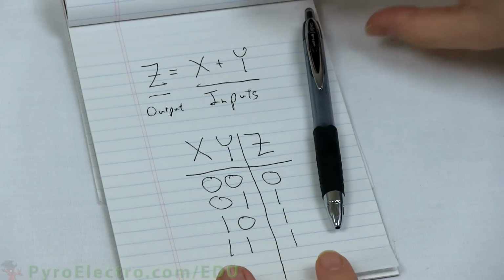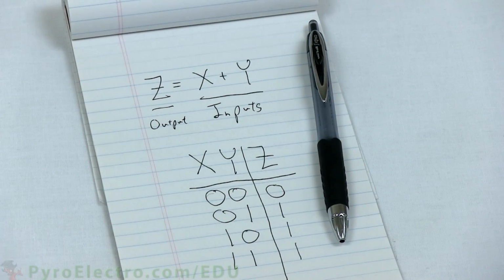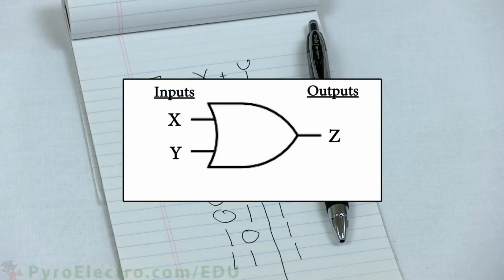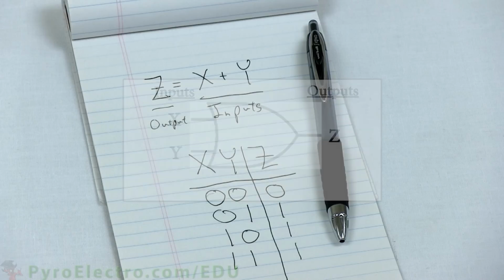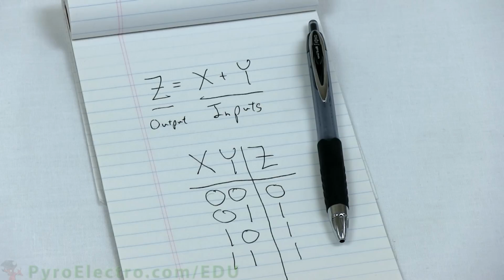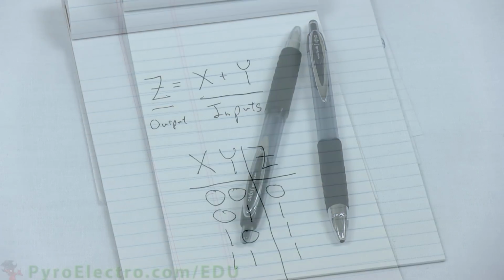Since the plus represents only a single OR gate, we can draw the logic diagram with the X and Y as inputs and Z as the output. This process of going from Boolean algebra to a logic diagram is the heart and soul of digital logic, but it is rarely as simple as this example.